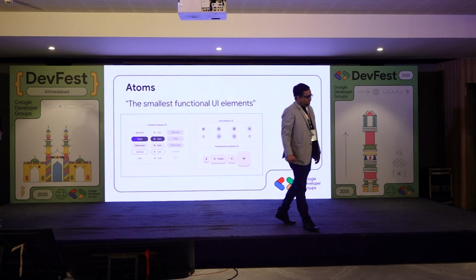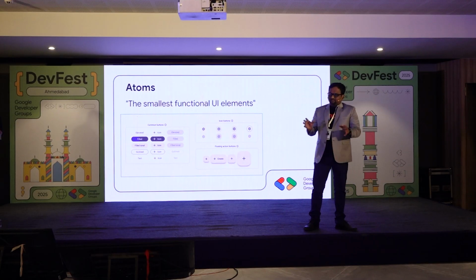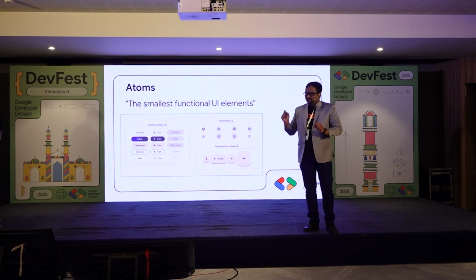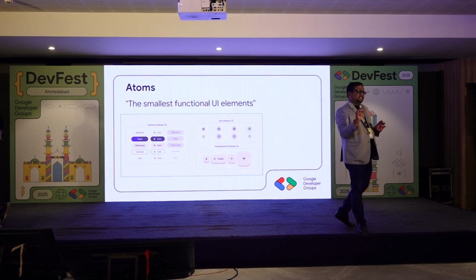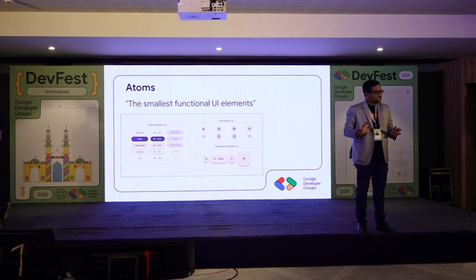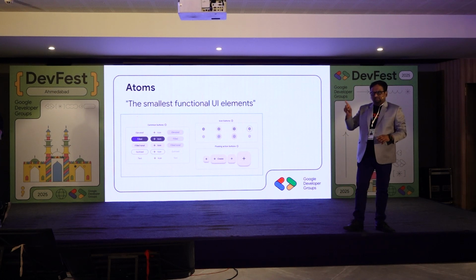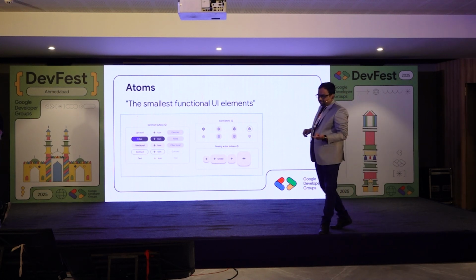Okay. So we were talking about the tokens, like the smallest element. On top of tokens, there is something called atoms. Individual components that you can use anywhere across the app. Like checkbox, individual component, radio button.